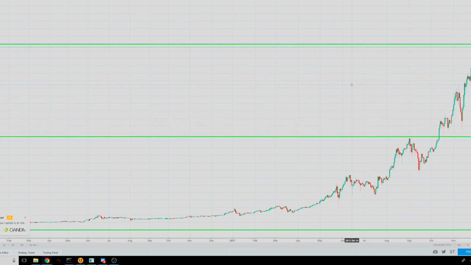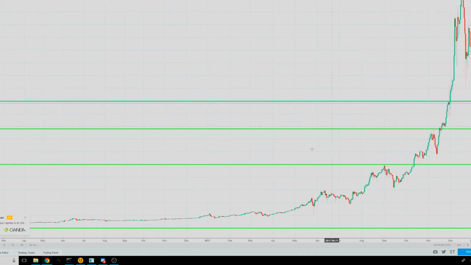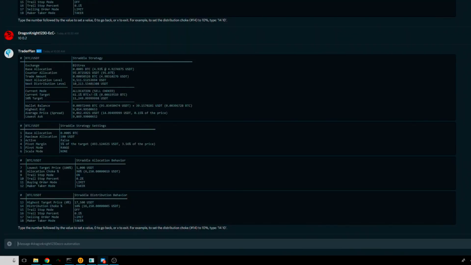So 75% would be there. If the market was at this price, at this point here, you would have 25% in BTC and 75% in USDT. As the market went up, it would sell your BTC, and when the market comes down, it would be buying it. And that is basically how you set up a straddle.